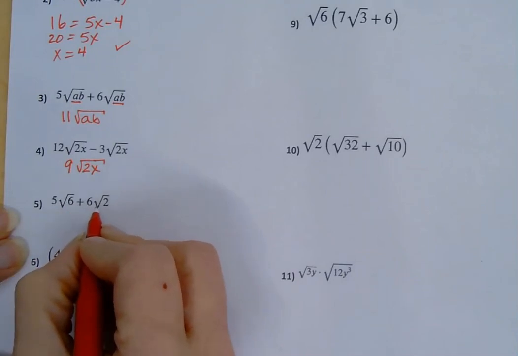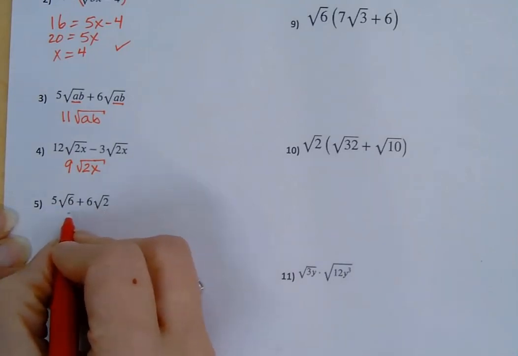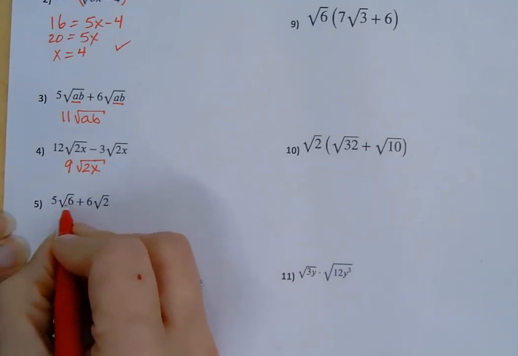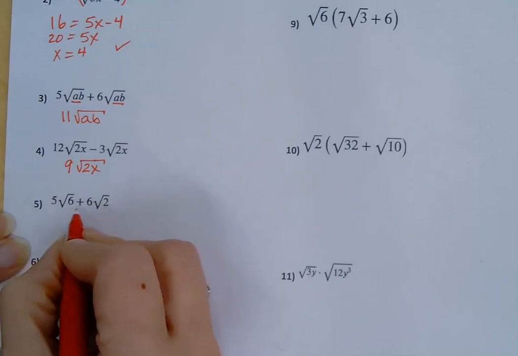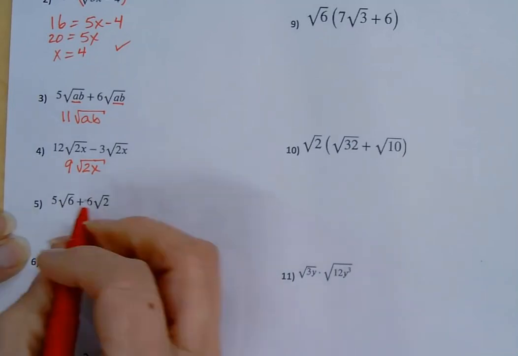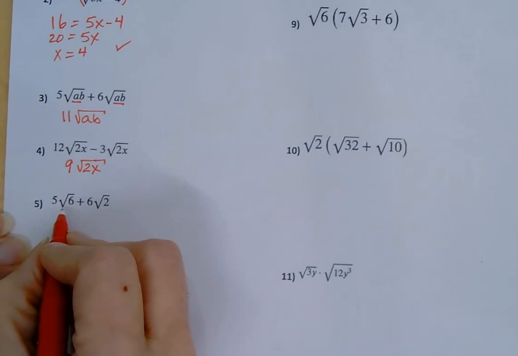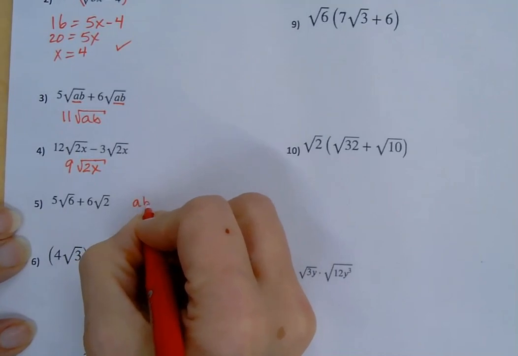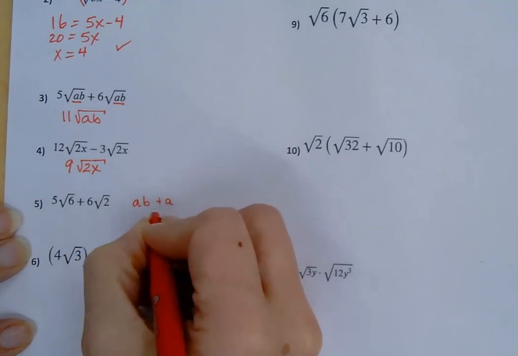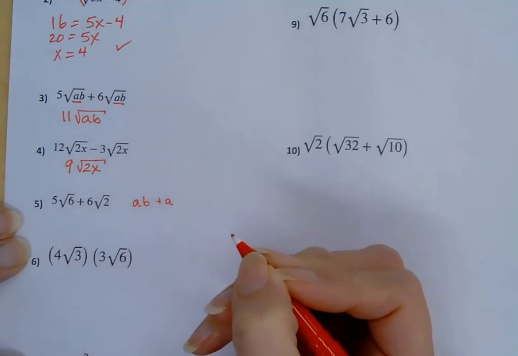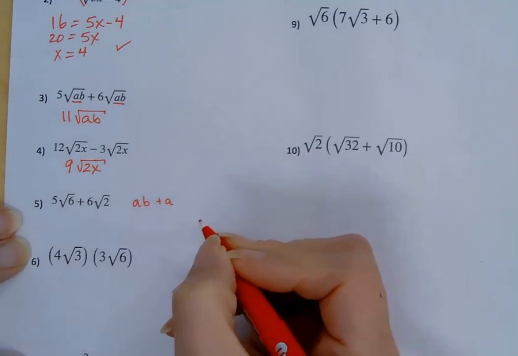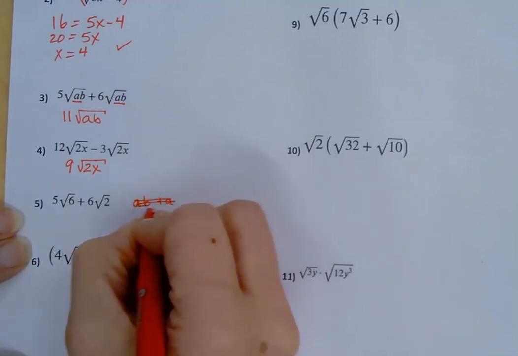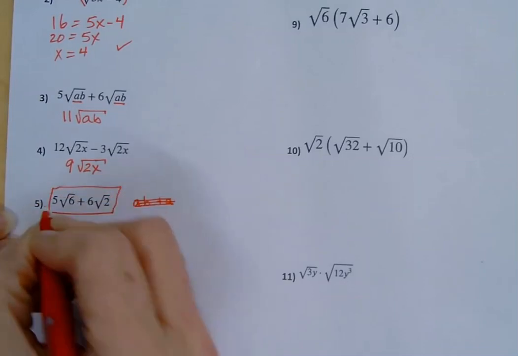5 times the square root of 6 plus 6 times the square root of 2. I cannot simplify square root of 6 in any way that makes these have the same radicand. I do know that square root of 6 is the same thing as square root of 3 times square root of 2, but that doesn't help me. In the same way as if I had like AB plus A, I see there's an A in both of those terms, but I can't combine those, right? Because they are not like terms. So here, that's it. We're done.